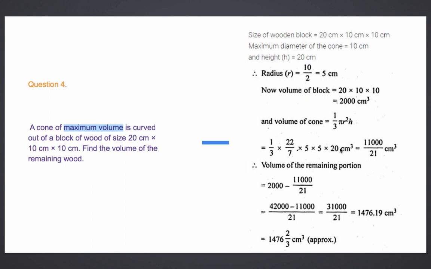Now for the volume of the cone, put the formula 1 by 3 pi r square h. All the values are there. 1 by 3 pi, 22 upon 7, the radius is 5 as we calculated, and the height is equal to the length of the cuboid, that is 20 centimeter. This is what I get as the volume of the cone. This 2000 centimeter cube is the volume of the wooden block. So the remaining portion will be the volume of the cuboid minus the volume of the cone, and approximately this is the value we get.